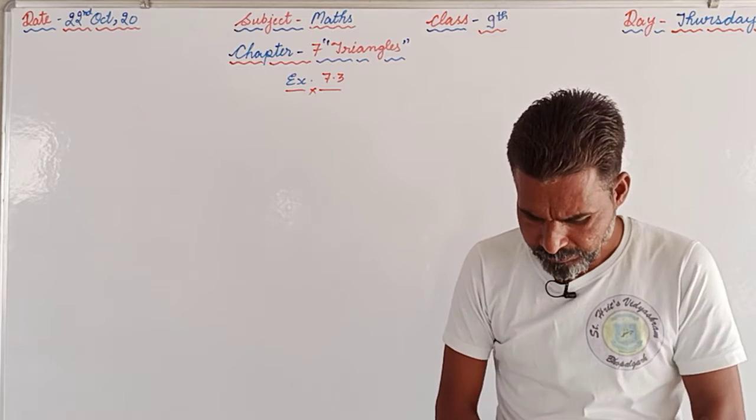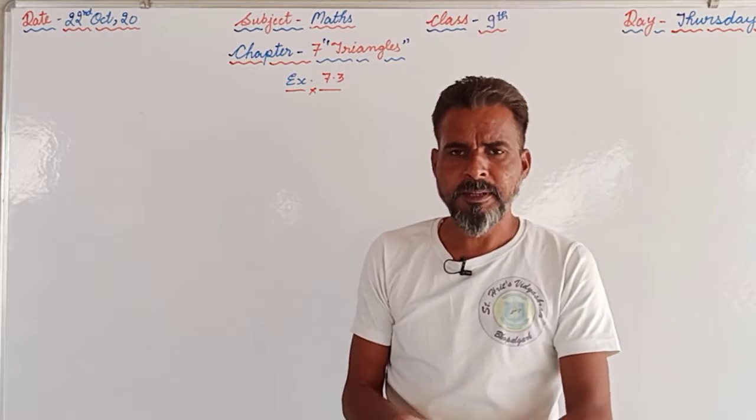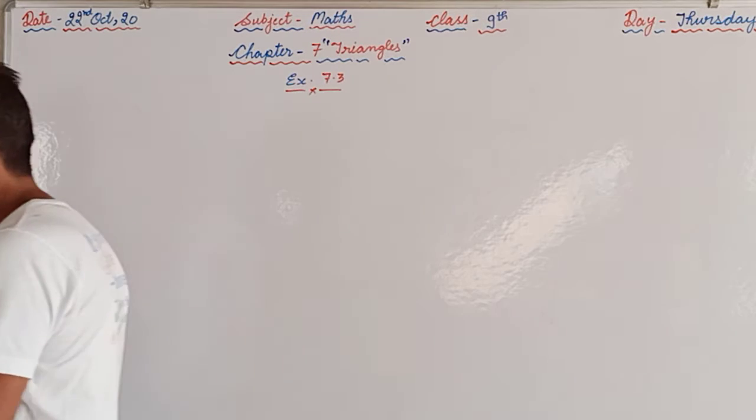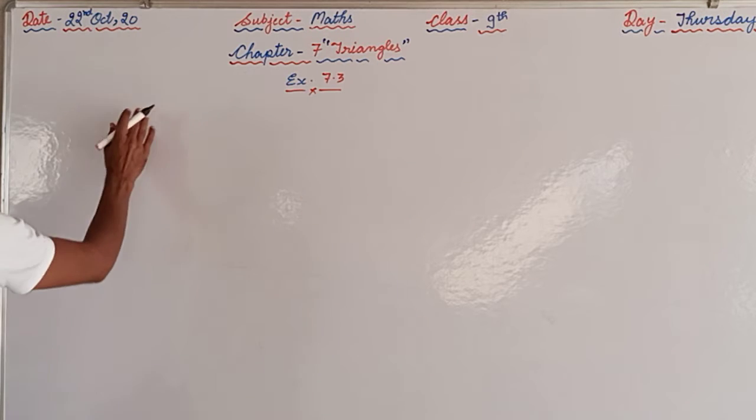This video is for class 9th and the subject is maths, and we are continuing the same chapter, chapter number 7, and the name of the chapter is triangle. In this chapter we are dealing with the congruence of triangles. As we have completed exercise 7.2, today we will start exercise 7.3 and we will start with question number 1.